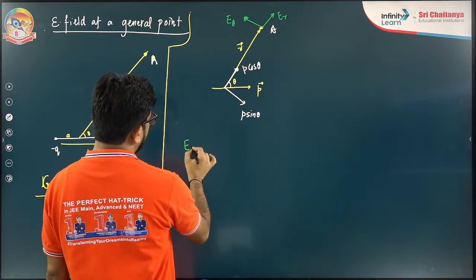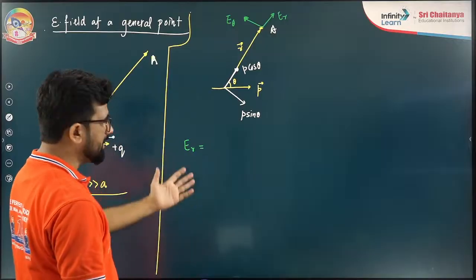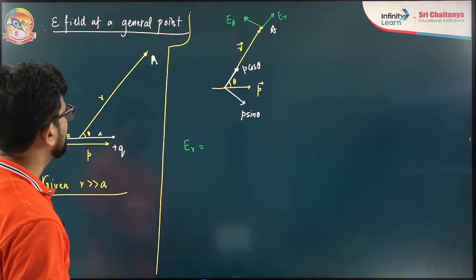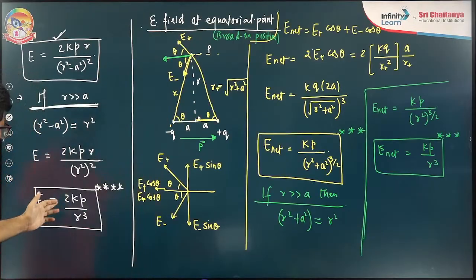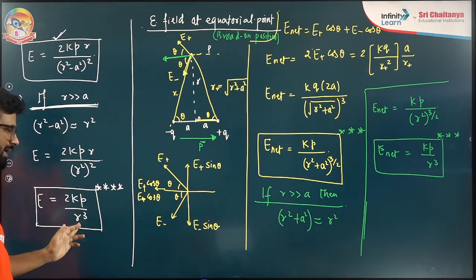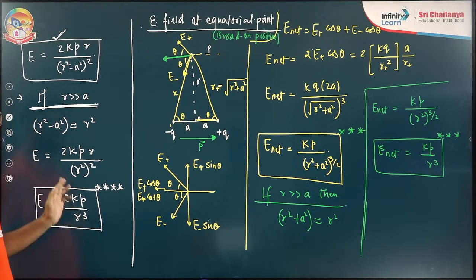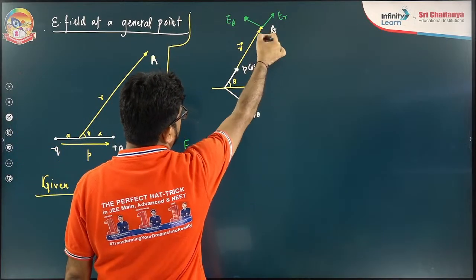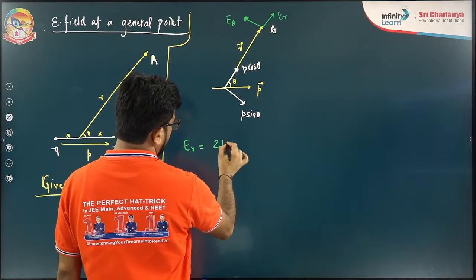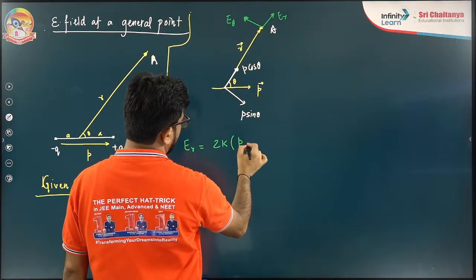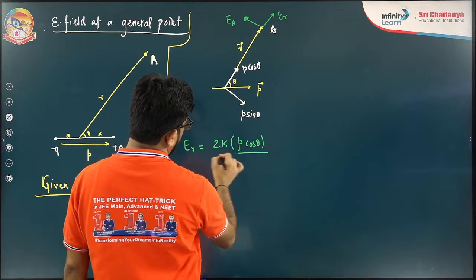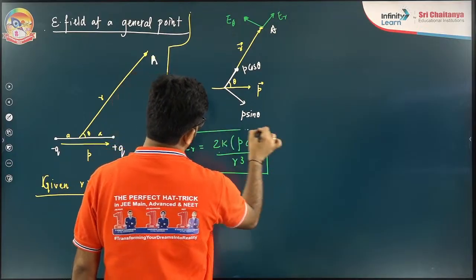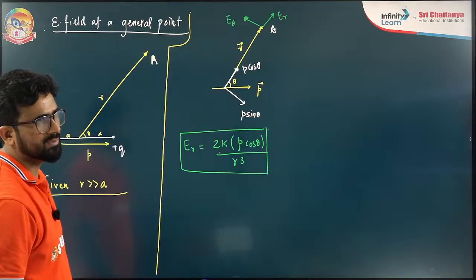What is ER? ER means axial position or radial position. In the ER position, what is the result? The result we already know from the previous slide, we can directly use. This was the result, 2kp by r cube on the axial position. Directly you will use P cos theta on this ER. So 2k, in place of P you will write P cos theta, upon the distance R cube. This is the radial position field.